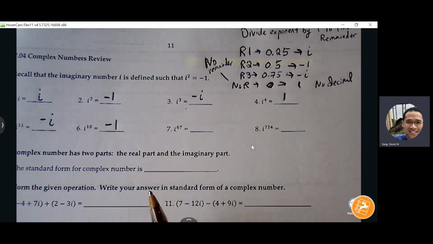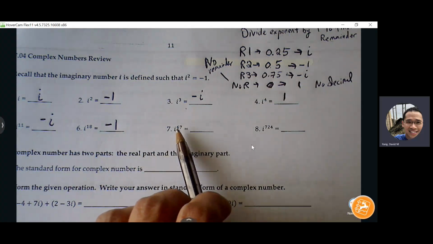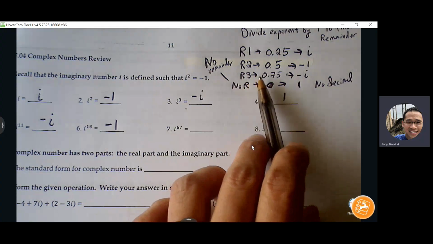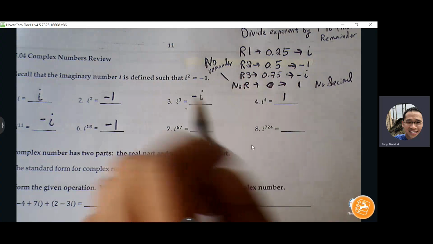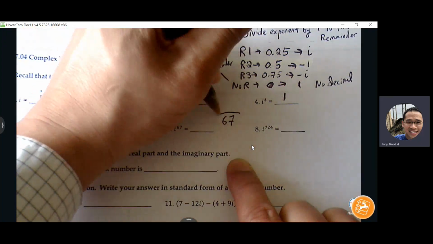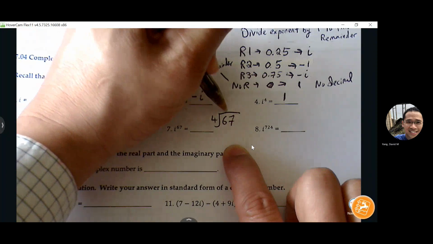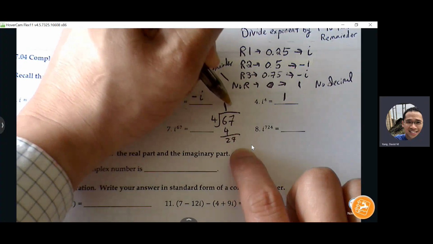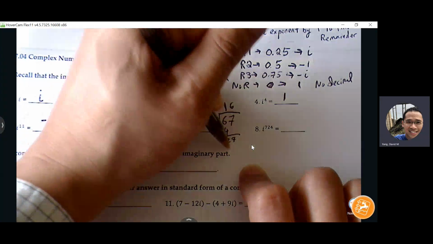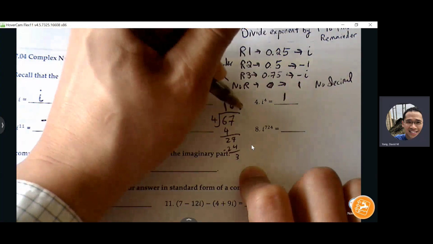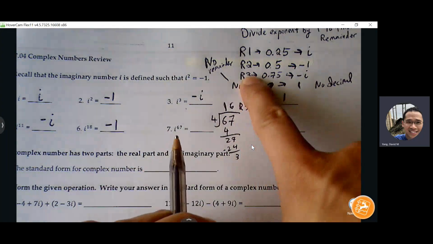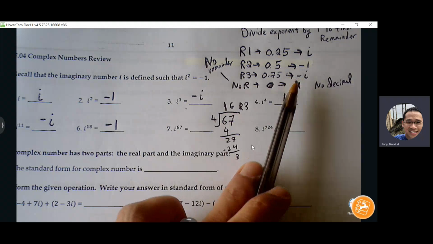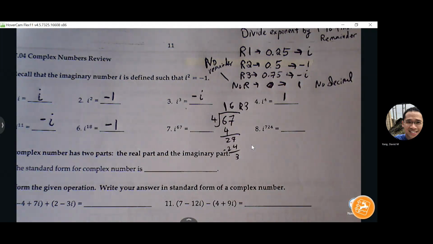Which one? Before you said remainder 3, now it's 0.75. Oh, so that's the rule. Yeah, so if you were to divide it out by hand, 67 divided by 4, you would get 16 times 4 is 64, remainder of 3. So remainder of 3 is negative i, but in the calculator, it'll show you 0.75, and you can recognize that as negative i.